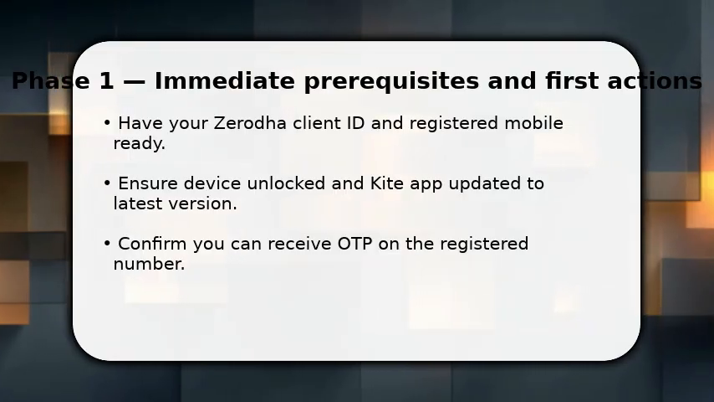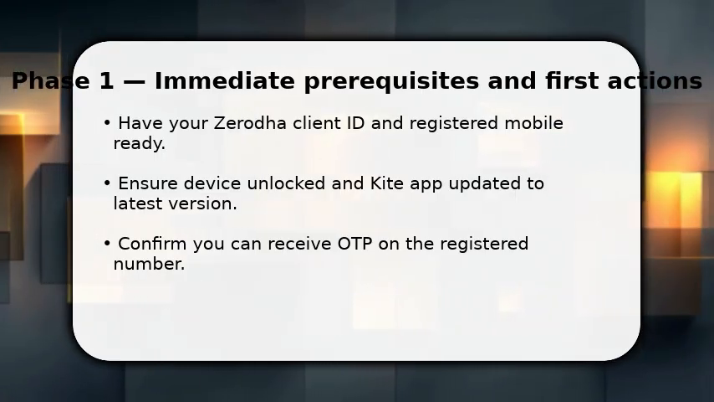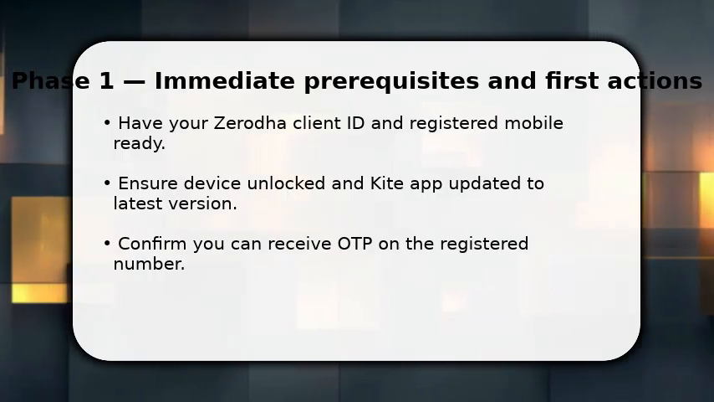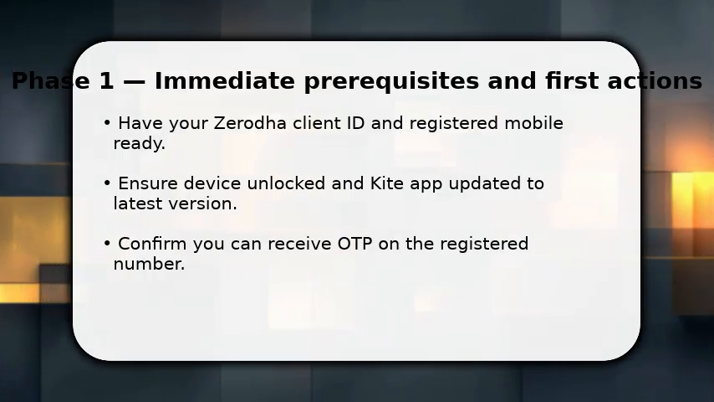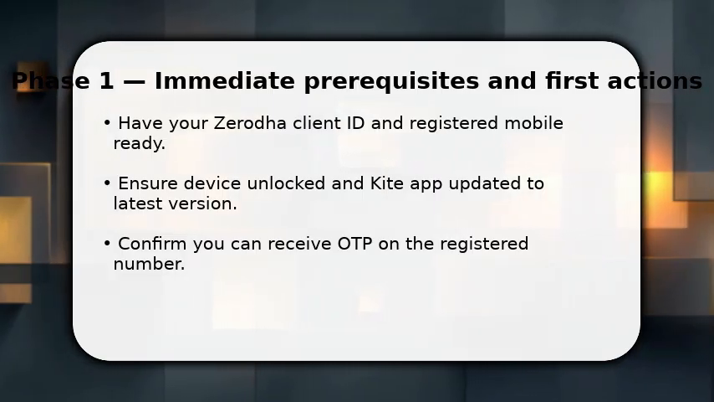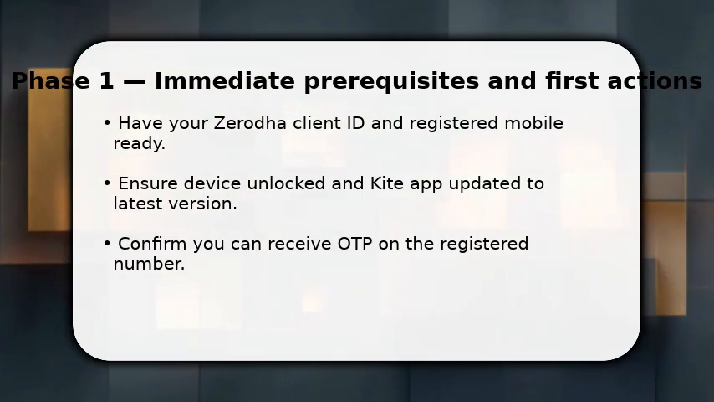You start by confirming you are the legitimate account holder. Have your client ID and the registered mobile available. Once done, open the Kite app. Do not try third-party tools. Make sure the app is updated. Older builds sometimes hide security settings. You will need to receive an OTP, so verify mobile connectivity.